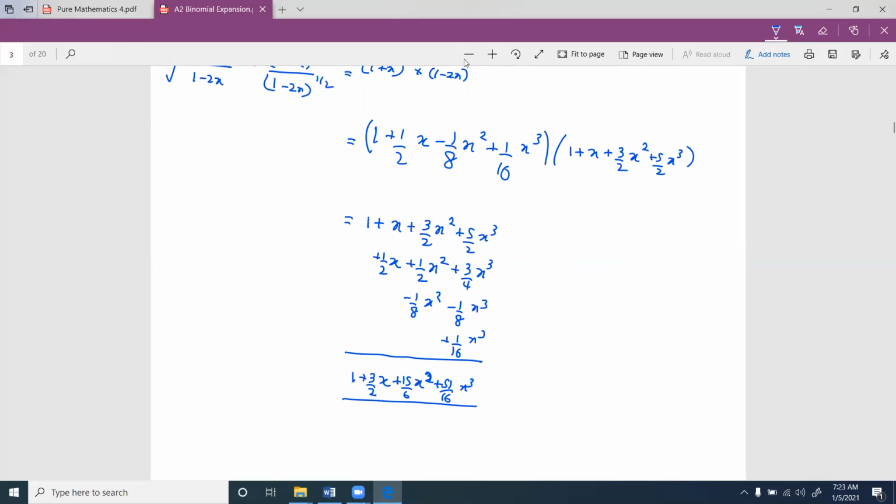So this is equal to, I just by mistake wrote it. So this would be the final answer. Like that, you can get the expression for any kind of binomial expansion.